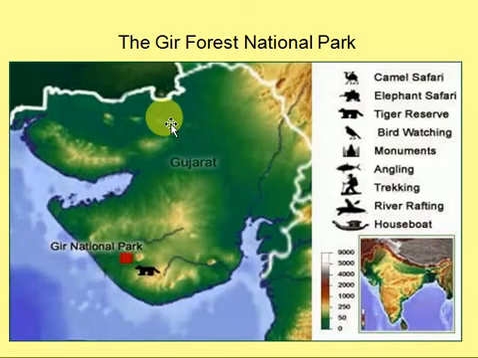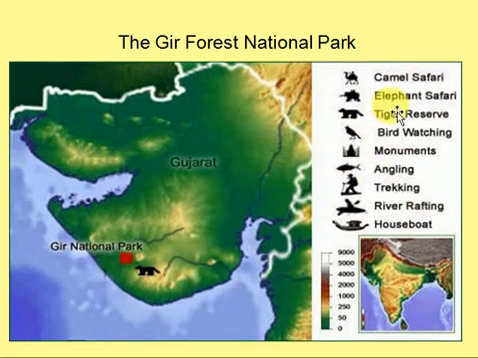Now let us have a look at the Gir Forest National Park, a very important national park of India. With the location you can identify that it is in the Gujarat area. Gujarat is where it is situated. This is the exact location of the Gir National Park.